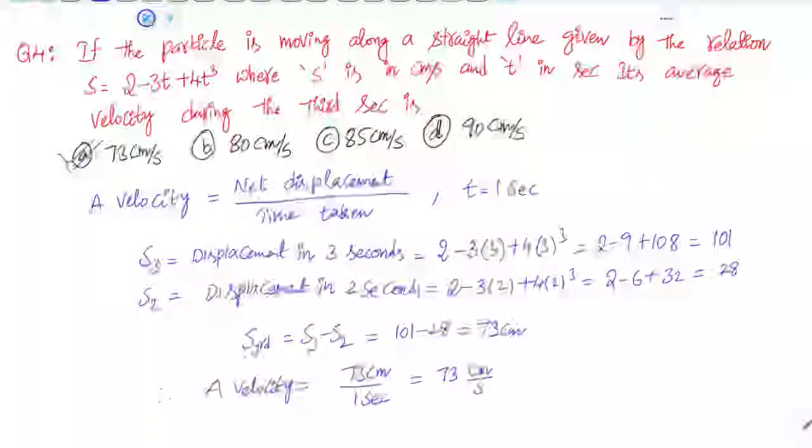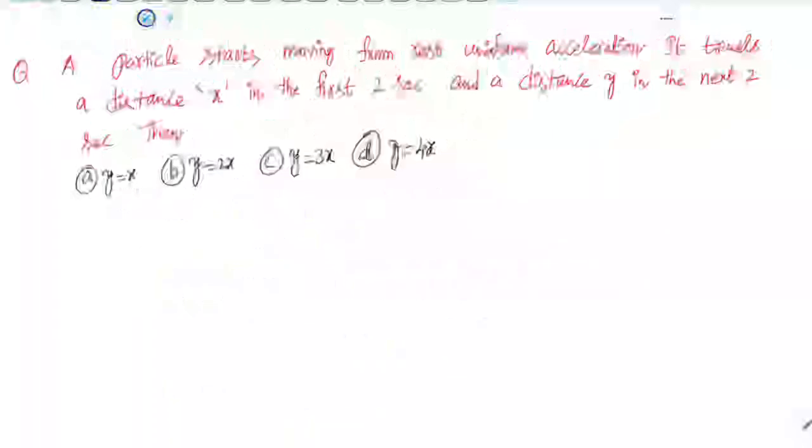Let's move to the last problem, which is the fifth problem. A particle starts moving from rest with uniform acceleration. It travels a distance x in the first 2 seconds and a distance y in the next 2 seconds. Then what is the relation between y and x? As the particle is starting from rest, we can consider u as 0. And it travels distance x in the first 2 seconds.